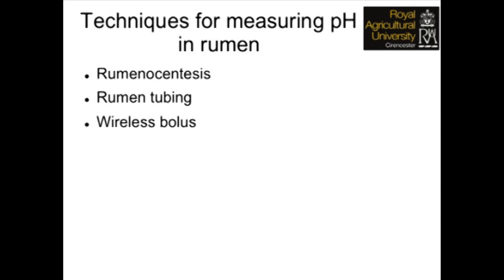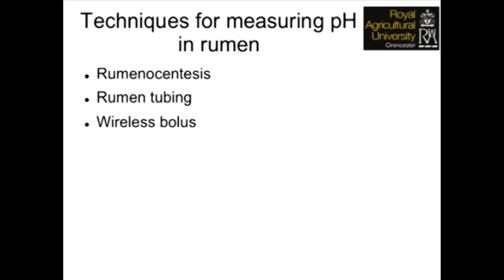Rumenocentesis is the posh name for what the vets do, where they stab the cow with a huge needle. They stick the needle into the side of the cow, draw out a sample, and then try and do a pH analysis on the spot. Now there's some serious problems with this. First of all, they don't know where within that space, and we've talked about it being 150 litres, that they've actually managed to get their needle in. They're obviously doing damage to the cow.